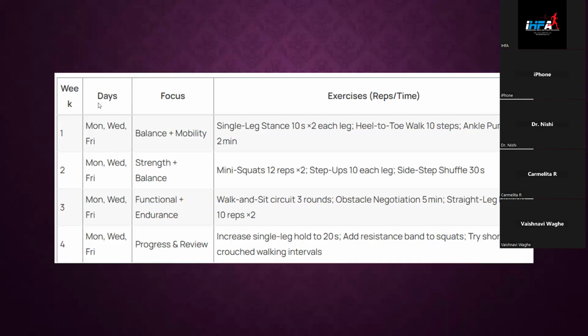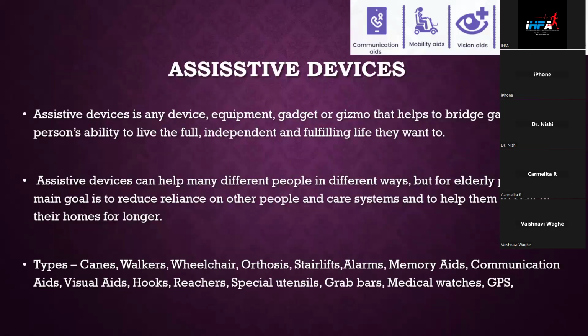No problem. So basically, an assistive device is an equipment or a gadget or a gizmo that helps to bridge the gap between a person's ability and walking fully independently to fulfill their life. Assistive devices can help different people in different ways, but specifically for elderly people, the main goal is to become more independent and do their activities on their own. So what are the different types of assistive devices?